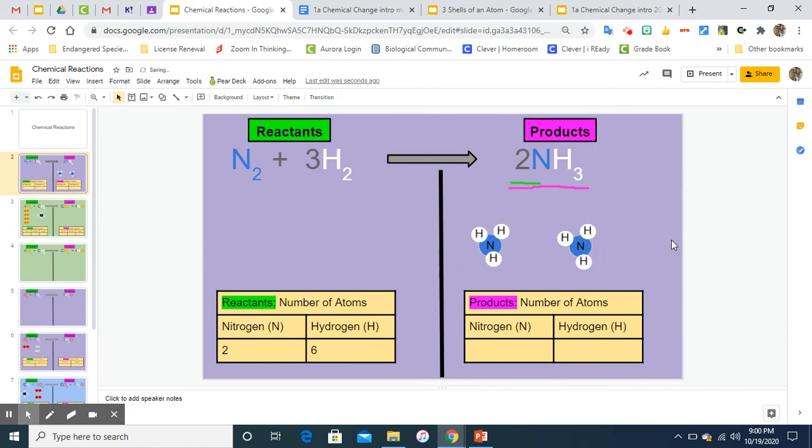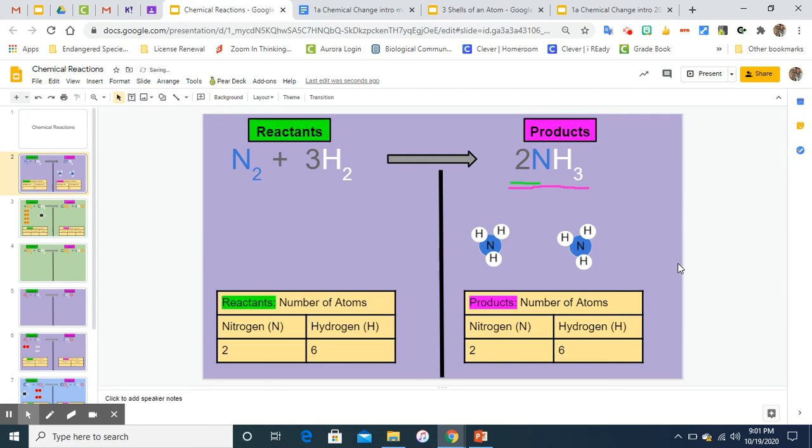The last step is to fill out the chart showing the total number of nitrogen atoms and total number of hydrogen atoms on the product side of the equation. I'll start with nitrogen. I see 1 nitrogen, 2 nitrogen atoms. I'll fill that into my chart. And then I'll count my hydrogen atoms. 1, 2, 3, 4, 5, 6. And I'll fill that into my chart.